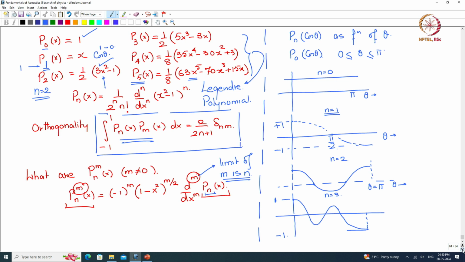Now two more relations that we will need, and we'll collect them later. One is that P negative m n of x is equal to minus 1 to the power of m, n minus m factorial divided by n plus m factorial, P m n of x.